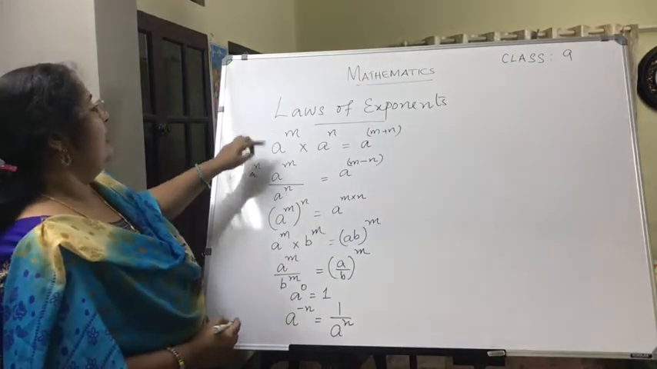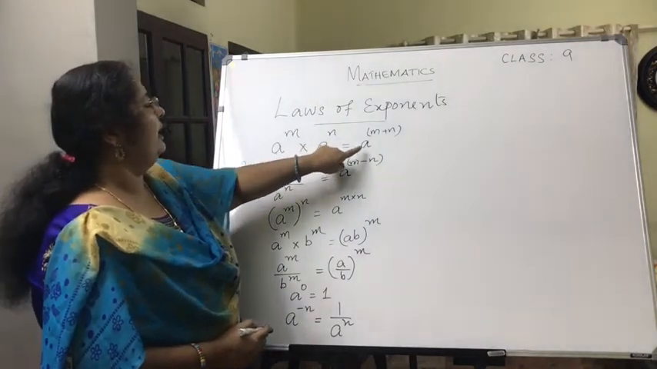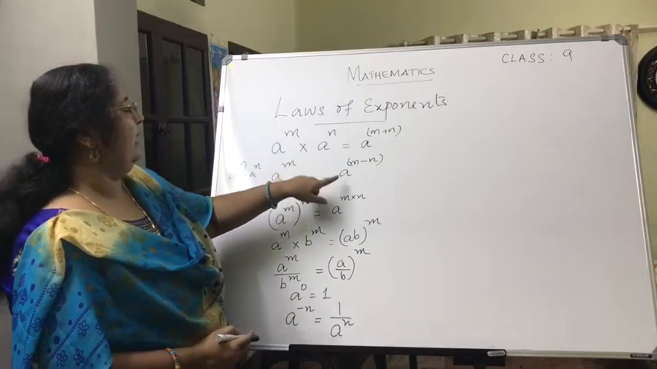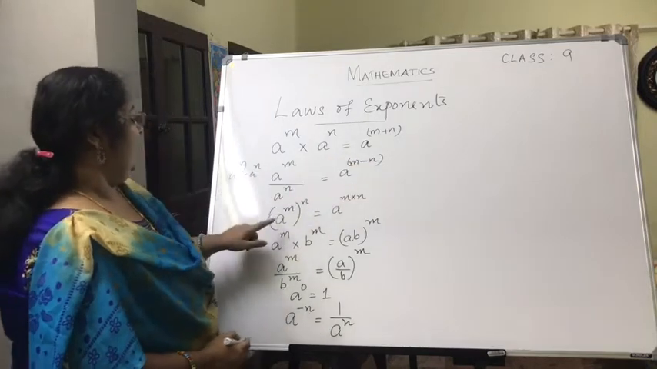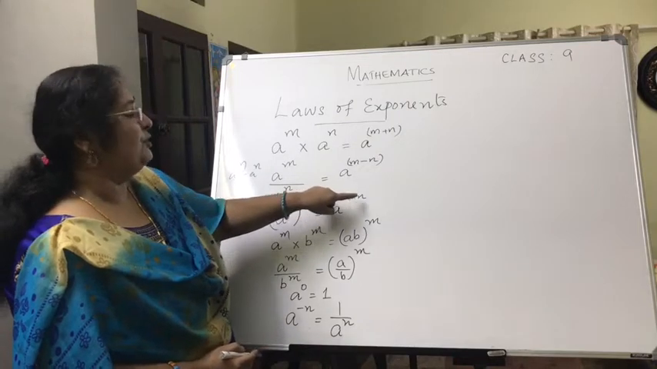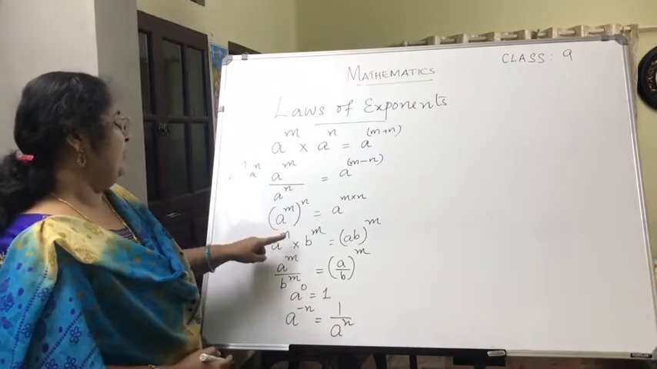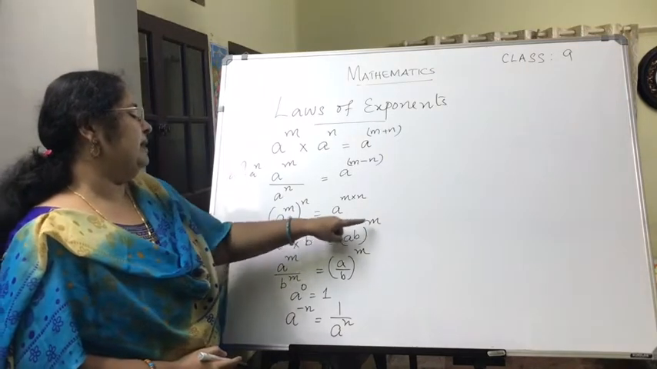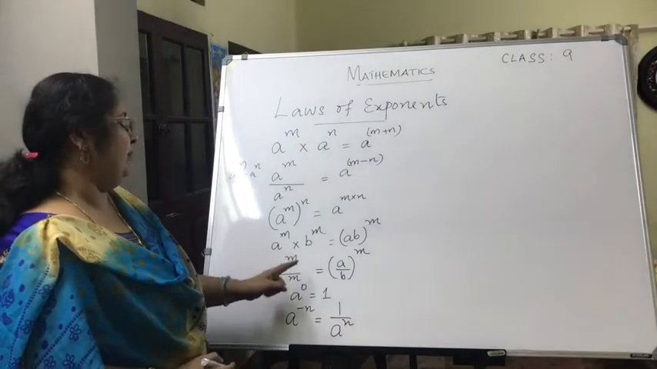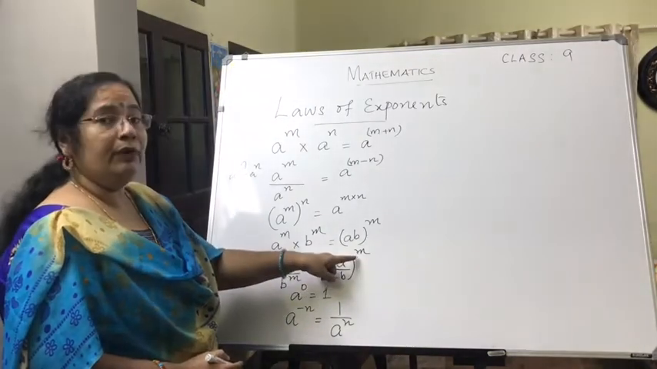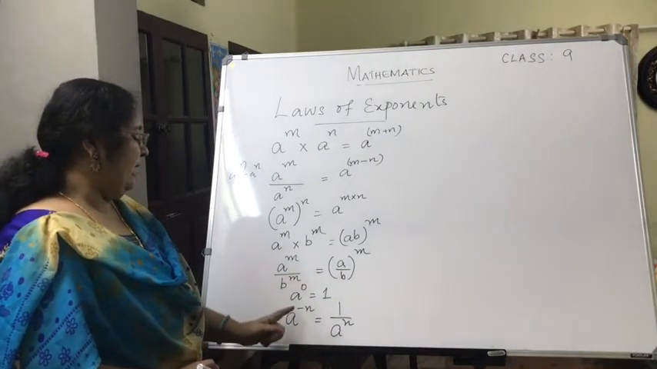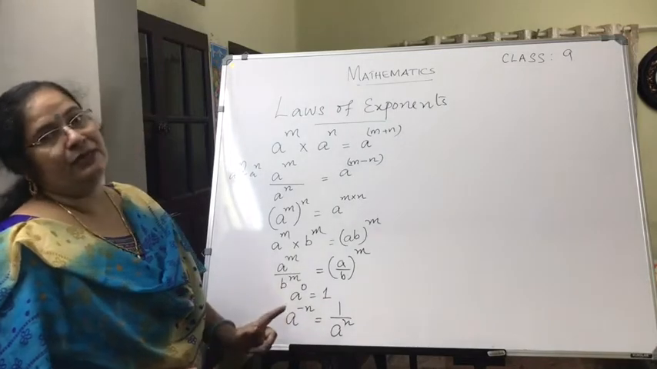Let me tell you once again. A raised to m into a raised to n is equal to a raised to m plus n. A raised to m divided by a raised to n equals a raised to m minus n. A raised to m the whole raised to n is equal to a raised to m into n. A raised to m into b raised to m is equal to ab the whole raised to m. A raised to m divided by b raised to m equals a by b the whole raised to m. And a raised to 0 is equal to 1. A raised to minus n equals 1 by a raised to n.